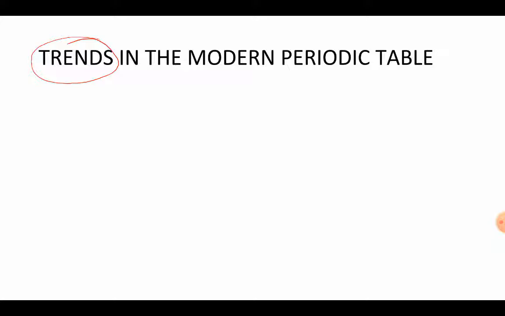Trend means the behavior, that is how the different properties are going to behave in the group as well as in the period, right? That is, group means the vertical columns and period means the horizontal rows, that is from left to right. So how the different properties behave in the group and the period, and how they make the study of these properties easier. So we'll be discussing two very important properties today.